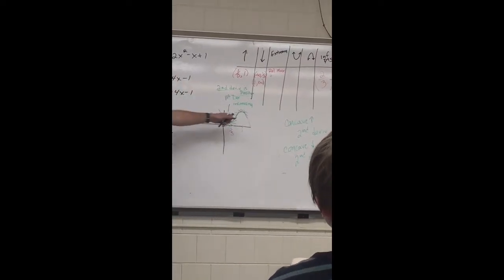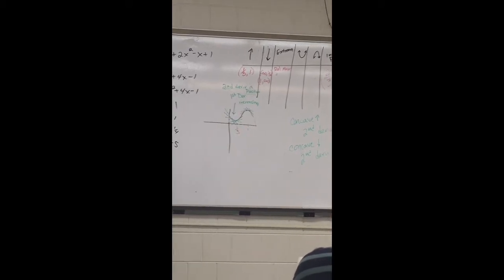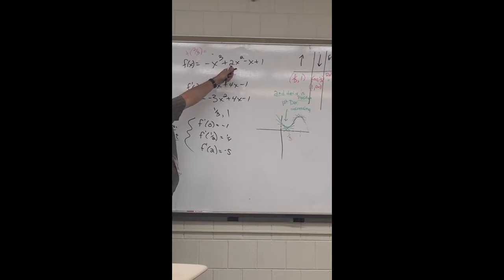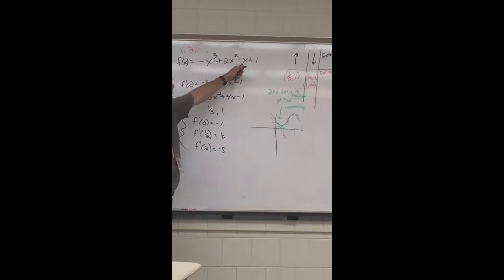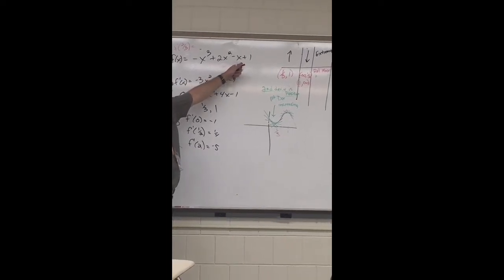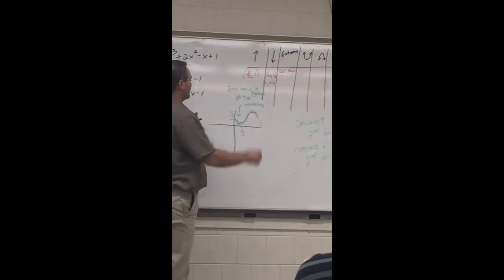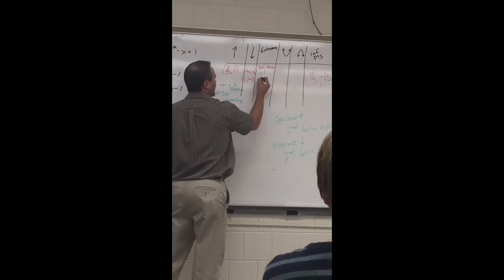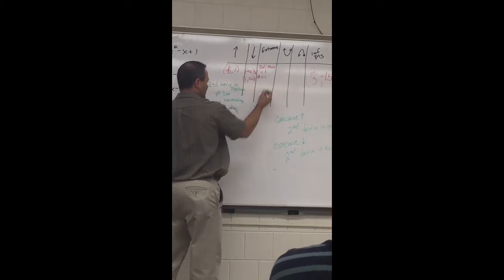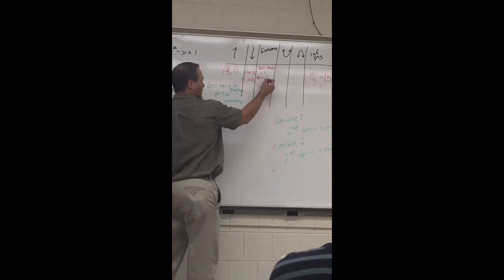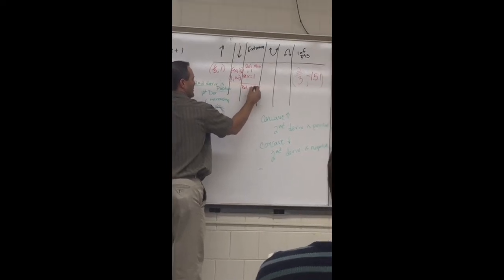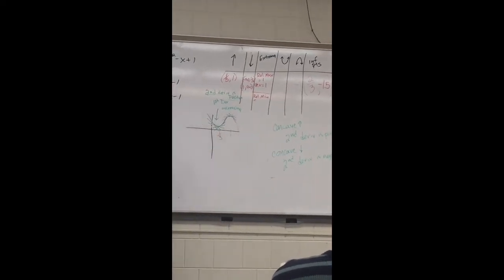How do I find what the y value is there? Plug 1 in. Negative 1 plus 2 is 1, minus 1 is 0, plus 1 is 1. So relative max is equal to 1 at x equals 1. And it's a relative min equal to 1/3.